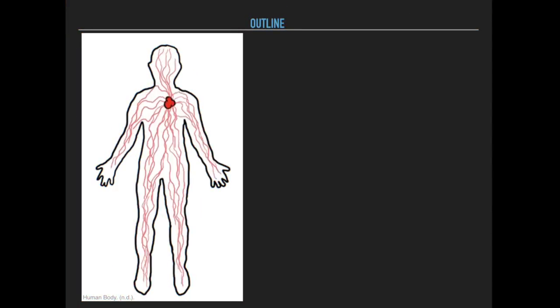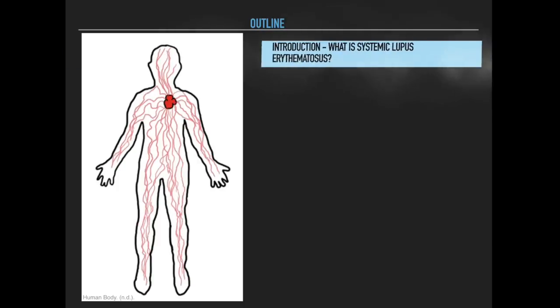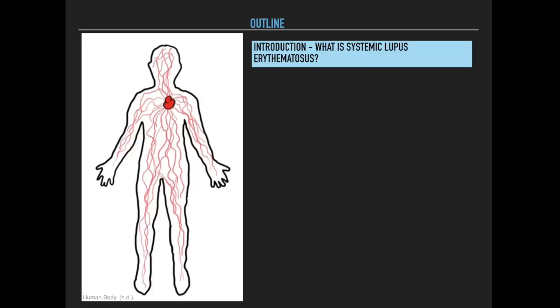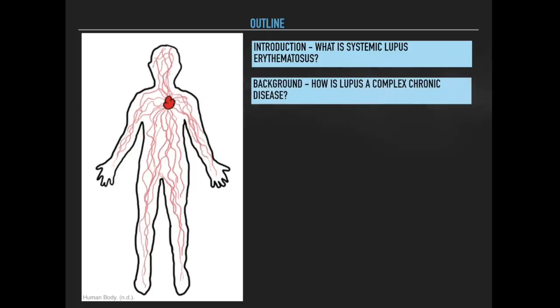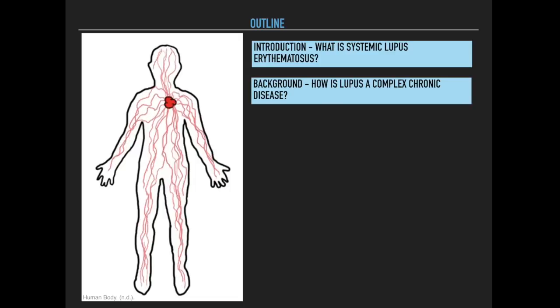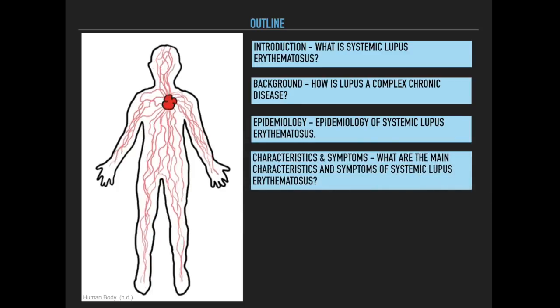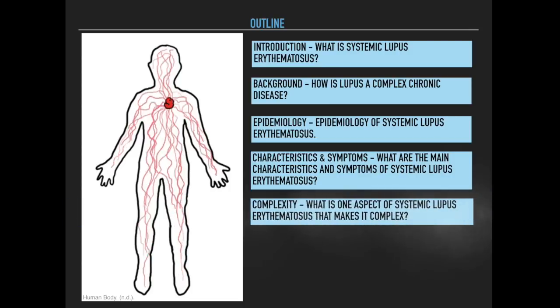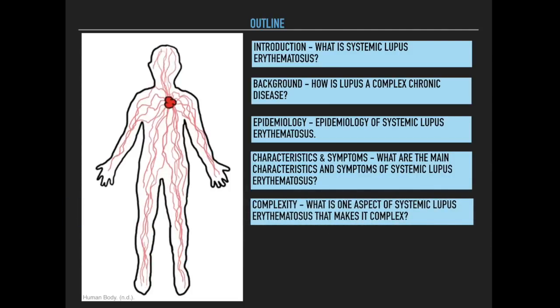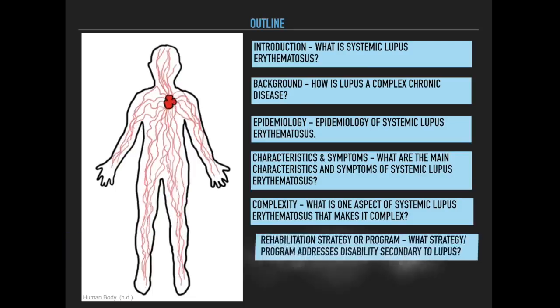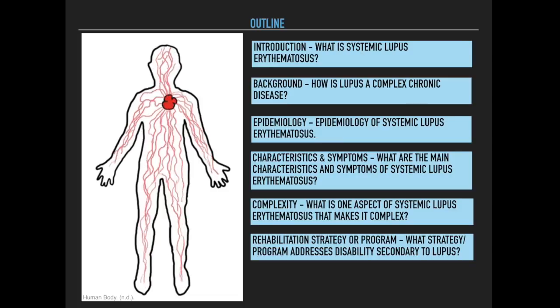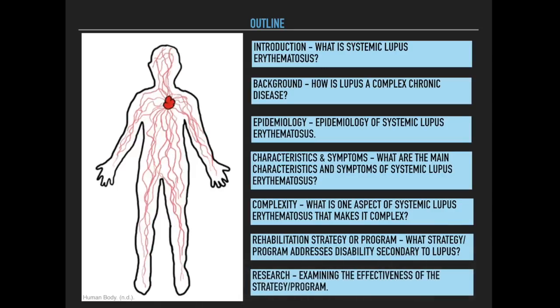The outline for our presentation is the following. We will begin with an introduction. What is systemic lupus erythematosus? A background, how is lupus a complex chronic condition? The epidemiology of systemic lupus, the characteristics and symptoms, so what are the main characteristics and symptoms of SLE, the complexity, what is one aspect of systemic lupus that makes it complex, the rehabilitation strategy or program, so what strategy or program addresses disabilities secondary to lupus, and finally, the research. We will be examining the effectiveness of that strategy or program.